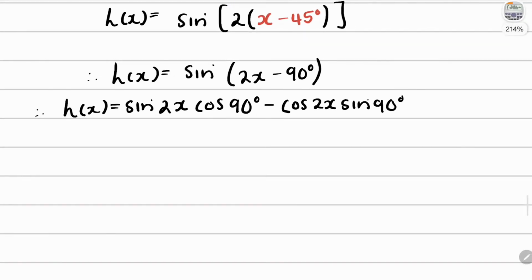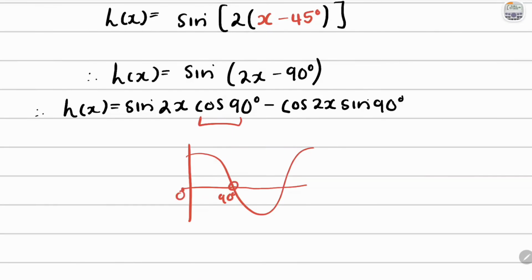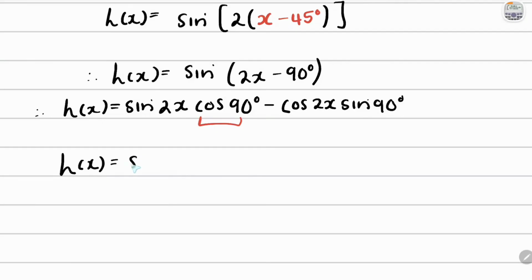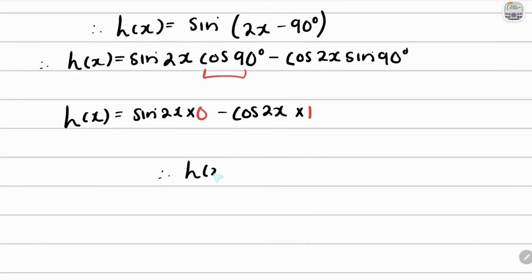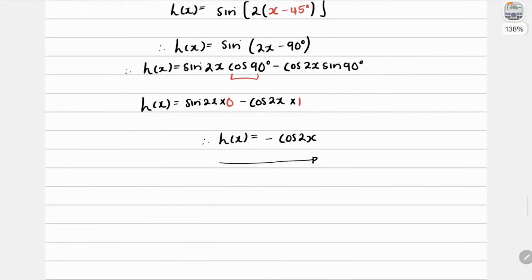Okay, so here, just remember, cos 90 degrees, that is always going to be 0 because at 90 degrees, the natural cos graph has a y value of 0. So that becomes 0 and it's going to, of course, multiply there. So h of x is equal to sine 2x multiplied by 0, then minus cos 2x, and sine 90, we know that is equal to 1. So it multiplies by 1. And so therefore, finally, h of x is just equal to, so we're going to have those subtract, okay? So it's a negative here, minus cos 2x. And that is our answer. H of x is equal to negative cos 2x.